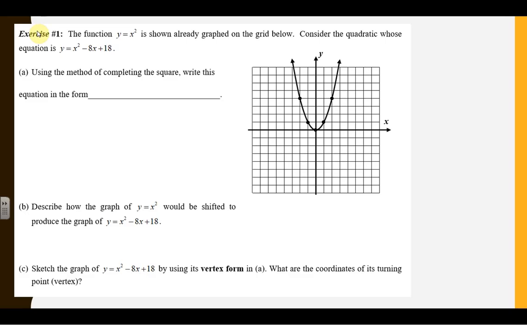Well, all that completing the square was actually purposeful. It's so we can write a quadratic equation in vertex form. So, let's do it.